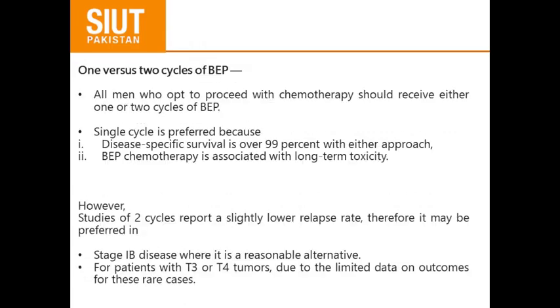So in most stage 1 tumors, one cycle of BEP was recommended, but 2 cycles of BEP were also recommended, especially in case of stage 2 disease or a patient with T3 or T4 tumor, due to the limited data on outcomes for these cure rates. Now in most cases, 1 cycle of BEP was recommended because with either approach, disease-specific survival was over 99%, so there was no use of giving 2 cycles of BEP, especially for low risk disease.